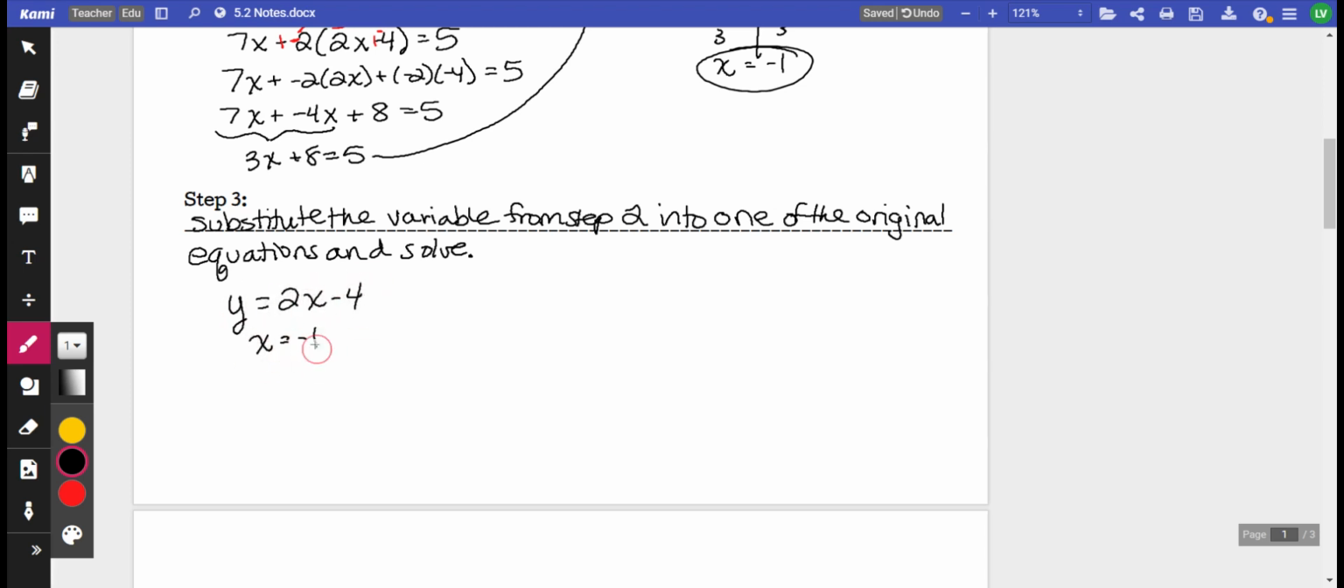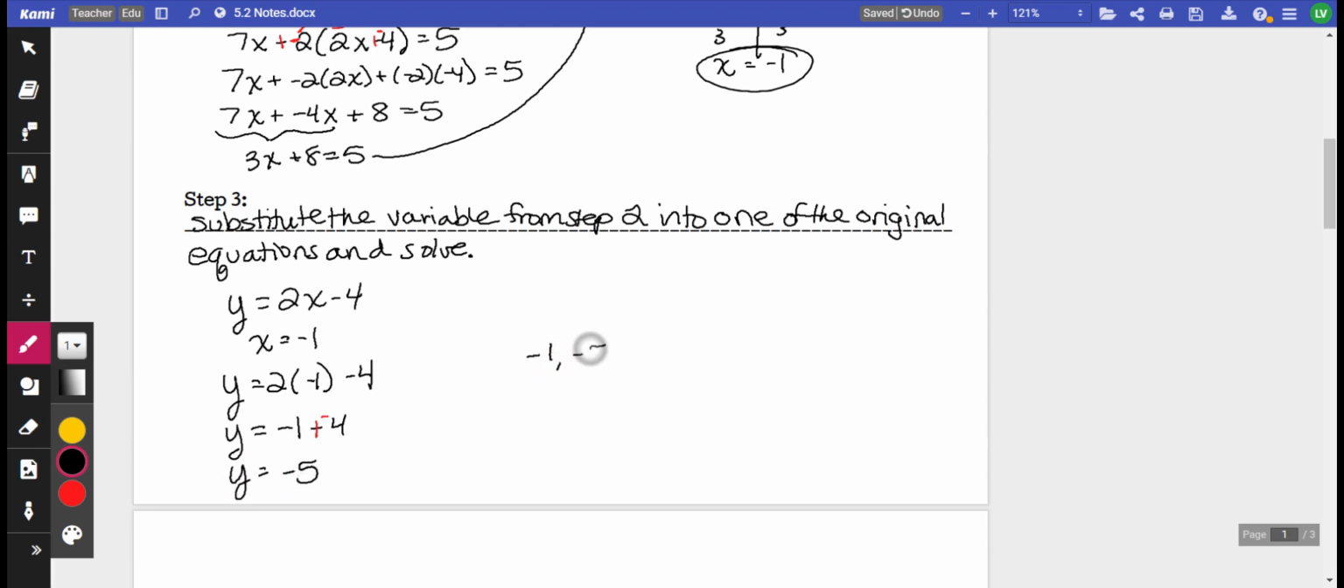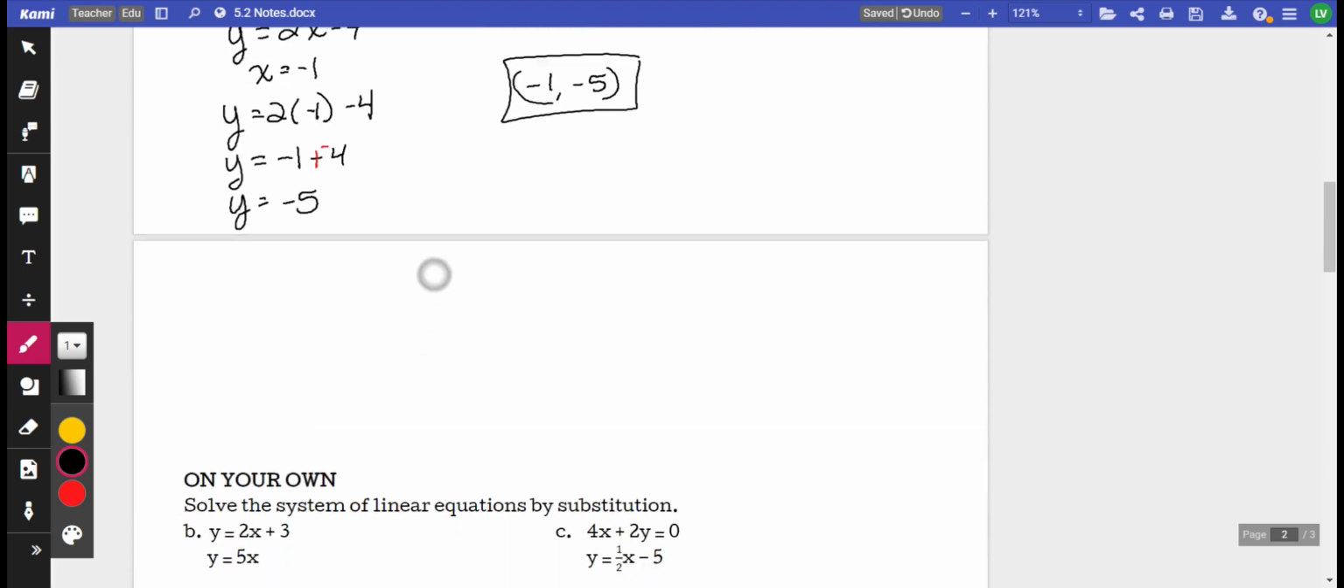and I'm going to substitute x equals negative 1 in there. So y equals 2 times negative 1 minus 4. y equals 2 times negative 1 is negative 2, minus 4. Well, if it helps, I'm going to add the opposite, and that makes it a negative 4. y equals negative 2 plus negative 4, which is negative 6. So my answer is negative 1, negative 6. You could take these ordered pairs and plug them into both equations to make sure that they're both correct.